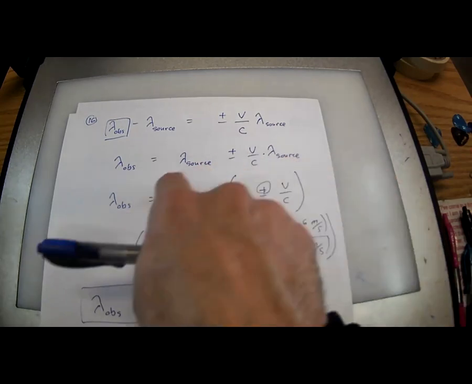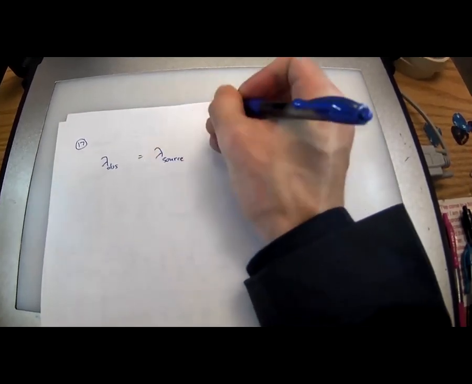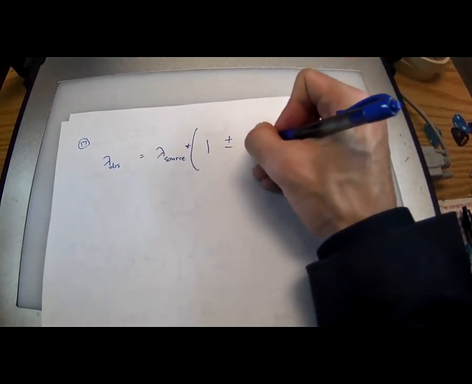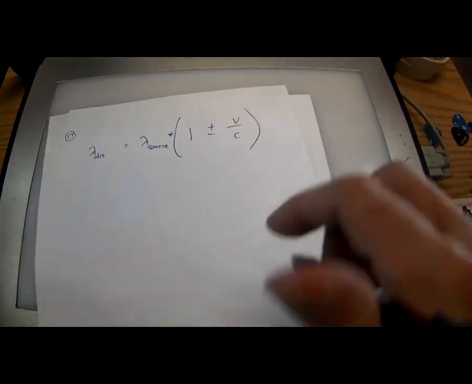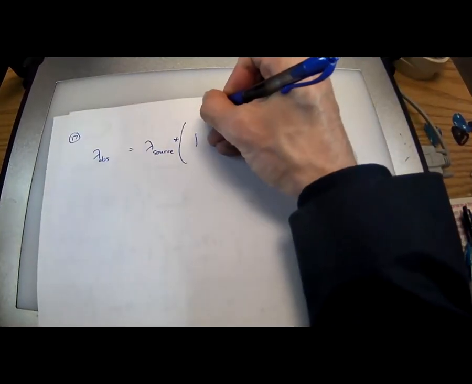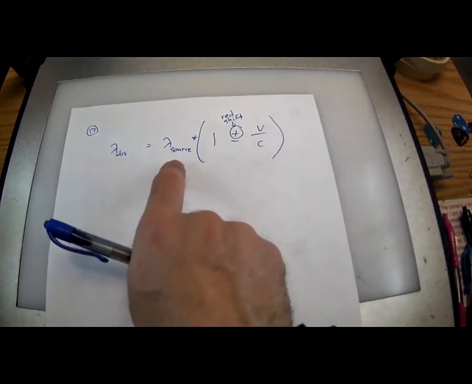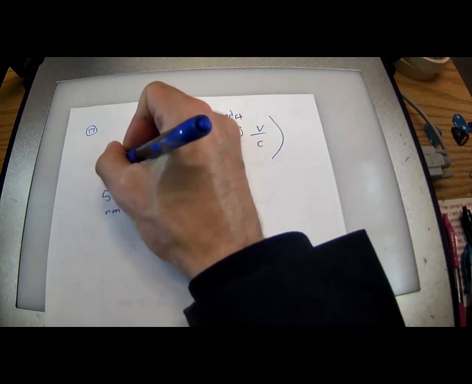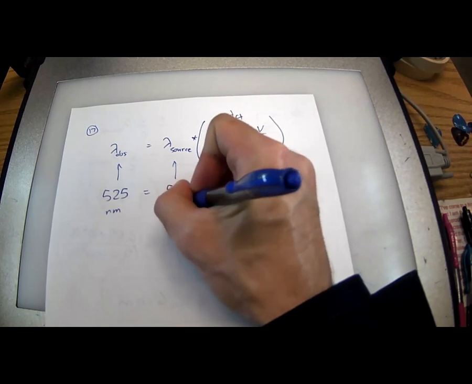So the observed wavelength is equal to the source wavelength times this ratio. Lambda observed is equal to lambda source multiplied by 1 plus or minus v over c. But we already went through the plus or minus. We said it's got to be plus for the red shifting, which is the only way to get the observed wavelength longer than the source wavelength. And those numbers were 525 nanometers for this one and 513 nanometers for that one.